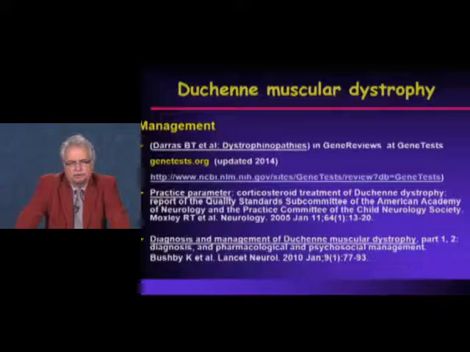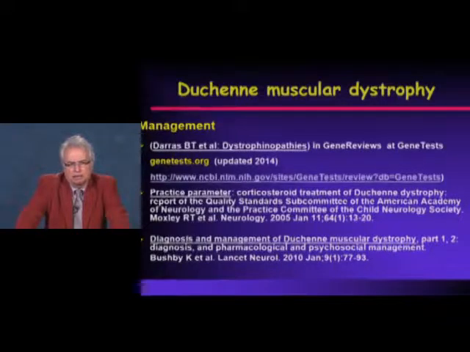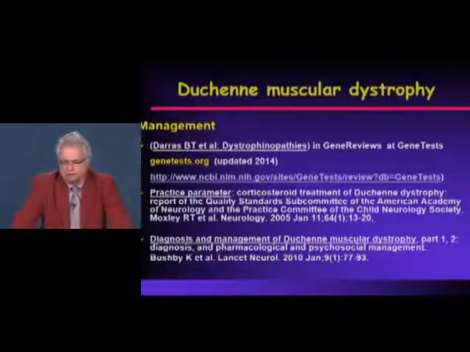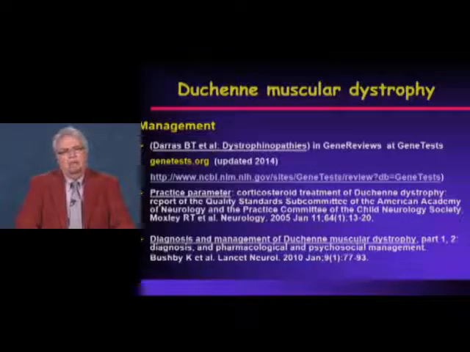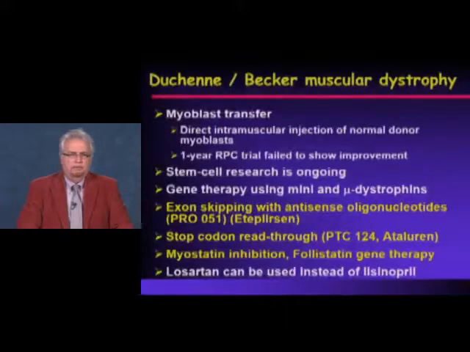One is in GeneReviews, which was updated recently, 2014. There's also a practice parameter published in Neurology in 2005. And more recently, there are some CDC guidelines on the diagnosis and management of Duchenne muscular dystrophy published in Lancet Neurology in 2010. These will be good sources for reading for the management of Duchenne or Becker muscular dystrophy.